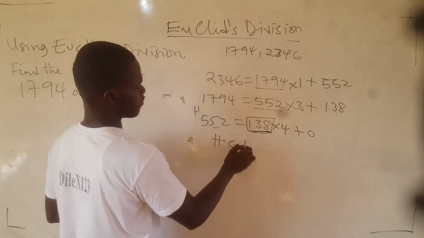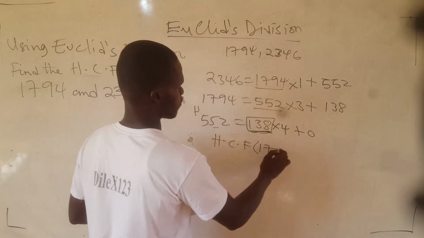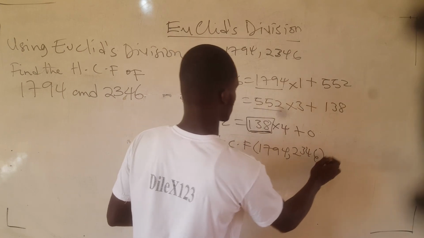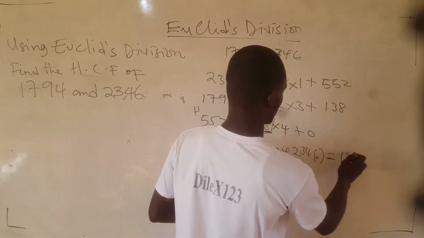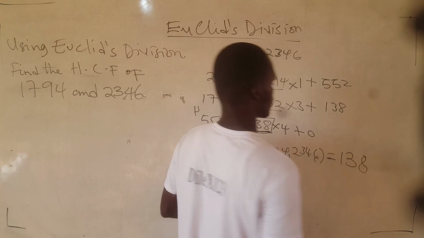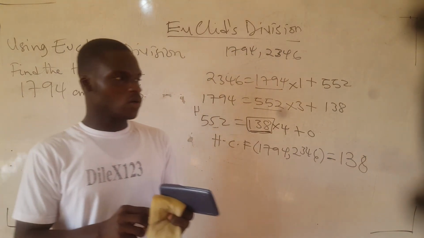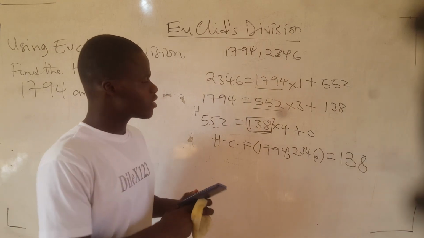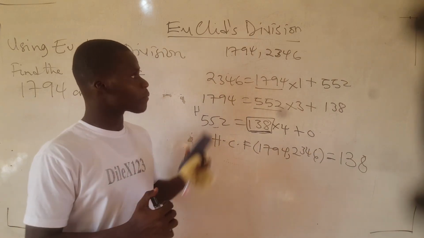So the HCF of 1794 and 2,346 is equal to 138. Okay? I don't know how long it will take if you want to use the elementary way. So thank you. This is how we solve questions using Euclid's division.